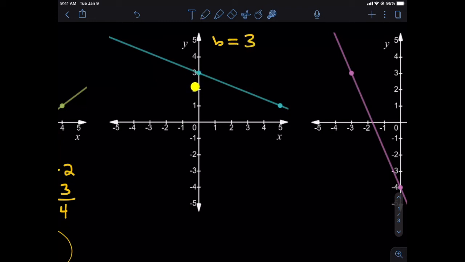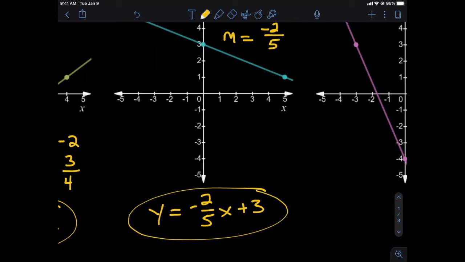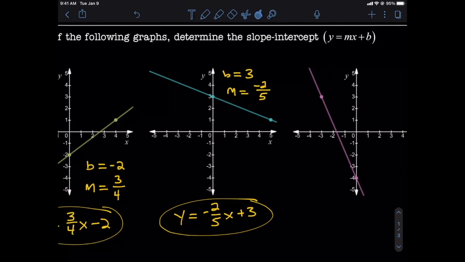Next we look for rise over run. This time we go down 2, and then we move 1, 2, 3, 4, and 5 to the right. Since we move down, this means that our rise is a negative number, so we get -2, and then we have a run of 5. That number should always be positive for you. So we put these 2 things in our equation, and this gives us y is equal to -2/5 x plus 3. Very good, 2 easy examples.